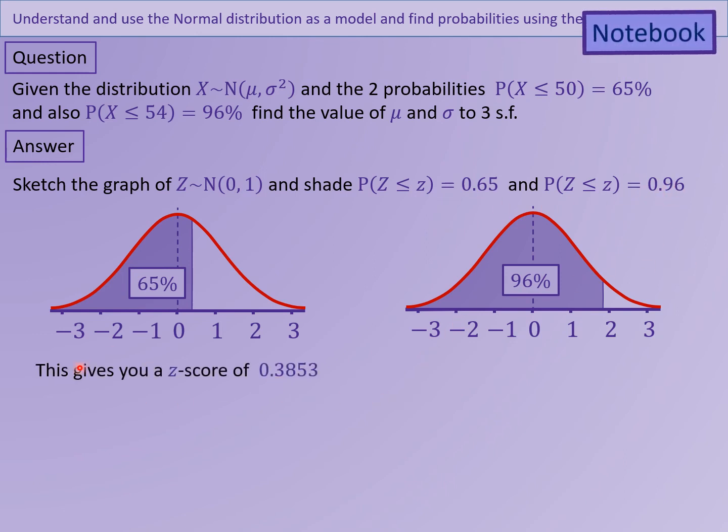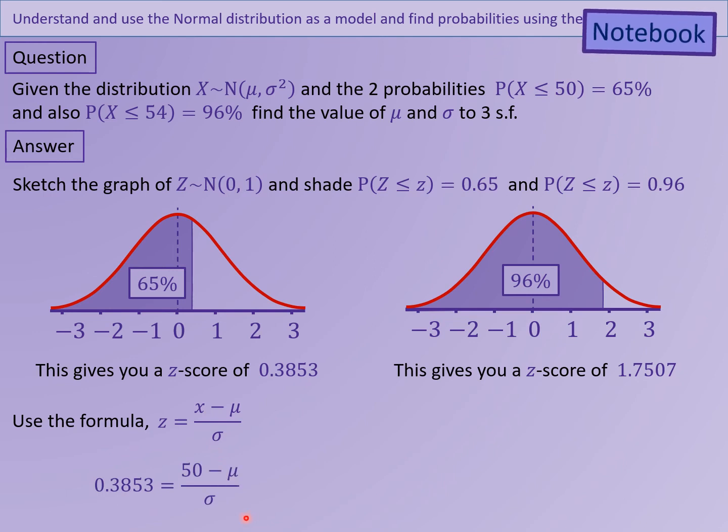And that's going to give me two z-scores. Z-score for this one is 0.3853, and then the z-score for that one of 1.7507. Now that I've got my z-scores, what I can do is I can work backwards, but I still don't know what the mean or the standard deviation is. So when I start using the formula, I know the Z, I know the X in that case, it's going to be 50, but I don't know what the mean is and I don't know what the standard deviation is. So I'm stuck there. Same on this one, okay? I'm stuck with the formula, but I can substitute in the 54, I can substitute in the Z-score, and end up with these two equations.